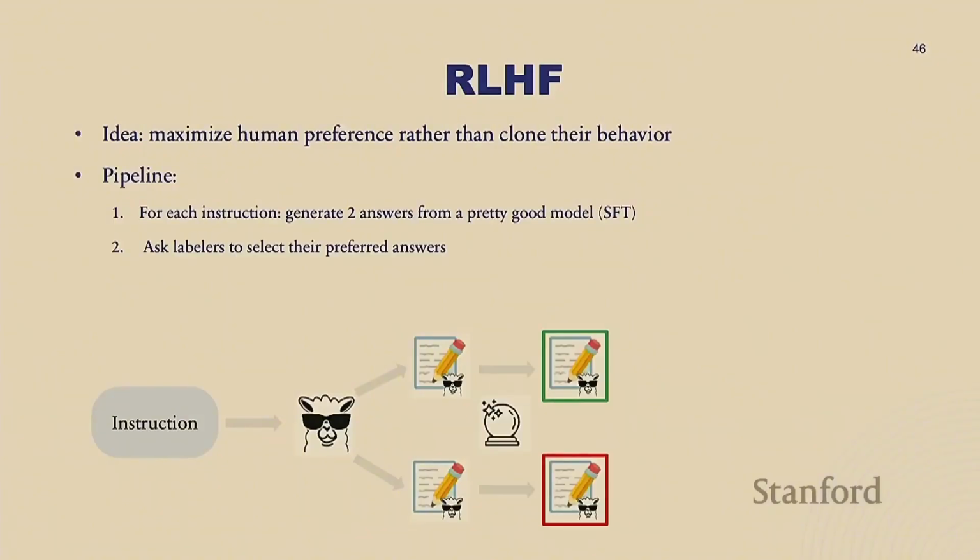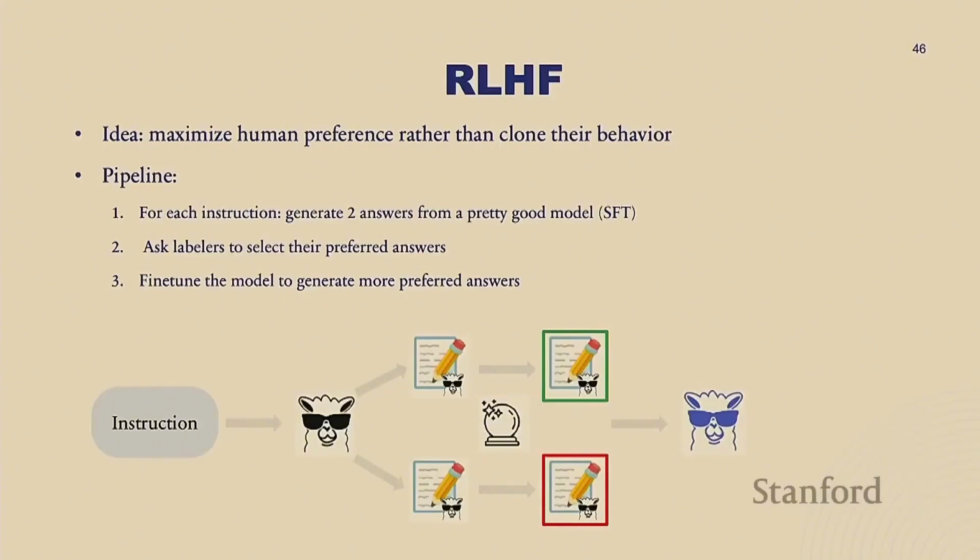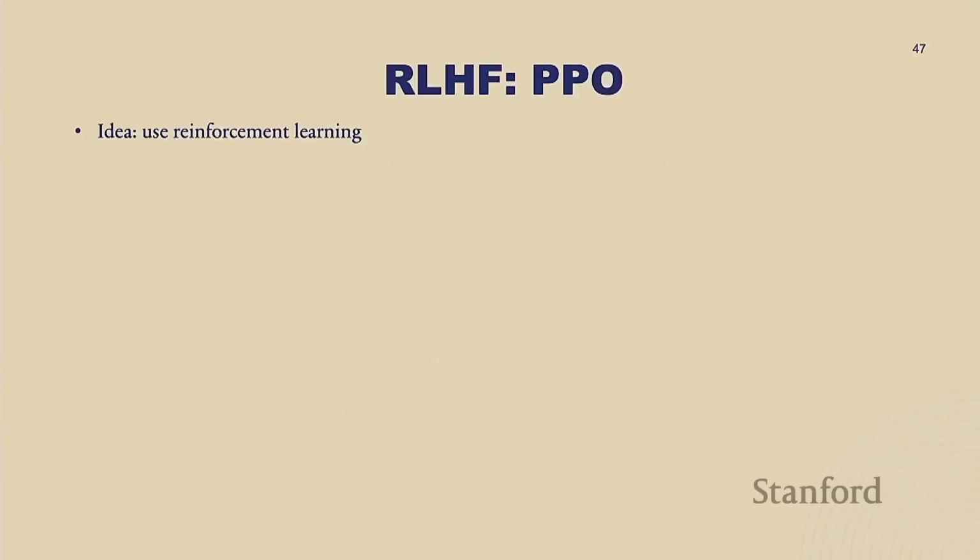And then you ask labelers which of these two answers was better. So select the preferred one, and then with different types of algorithms, we're going to talk about the algorithms, you just fine-tune the model to generate more of the green thing than the red thing, so more of the good stuff. So now the question is how, and we're going to talk about that right now. There are two ways that we're going to talk about, and two that are mainly used in the community.